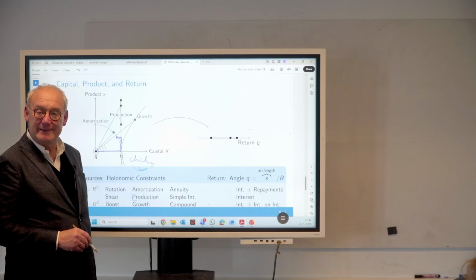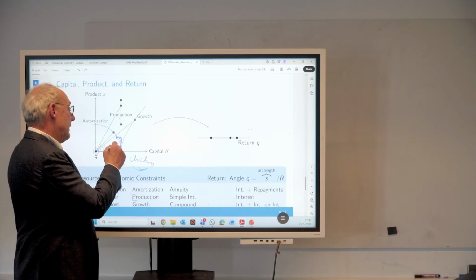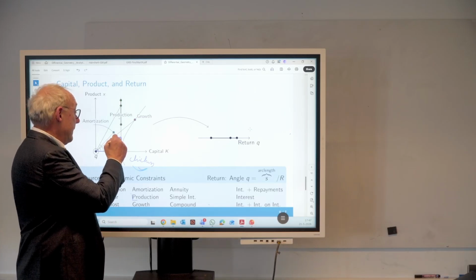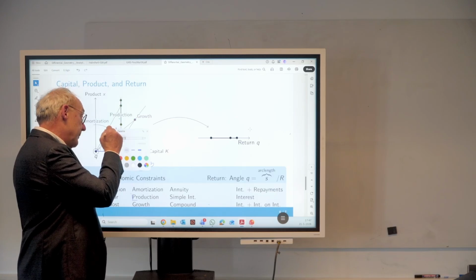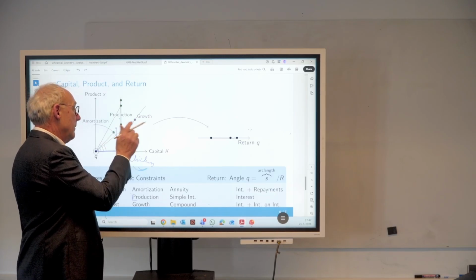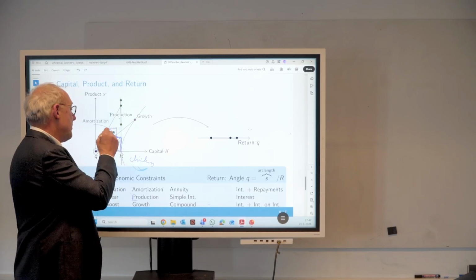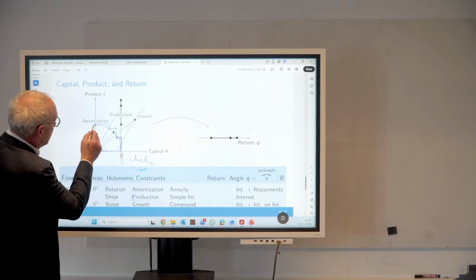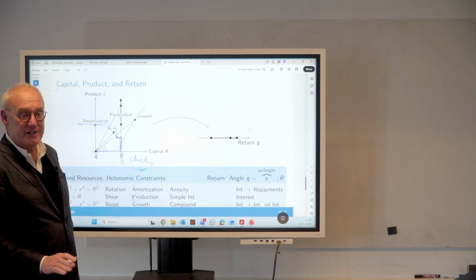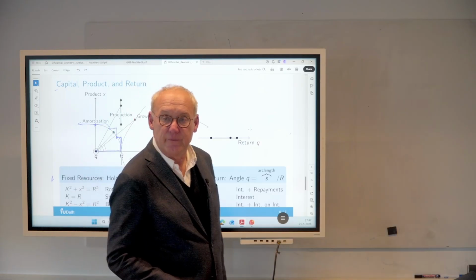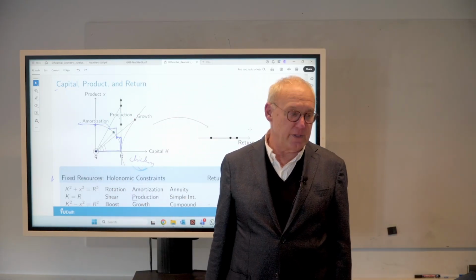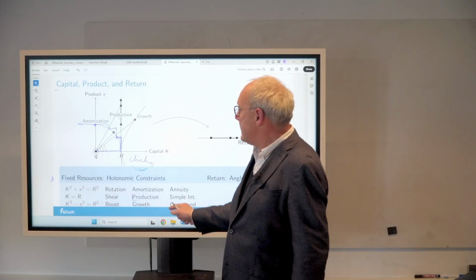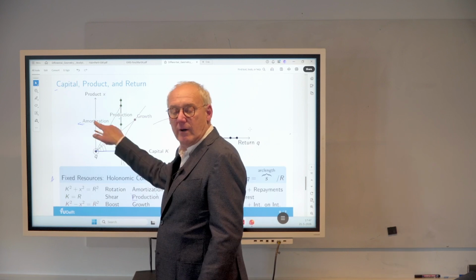Then you have a little lower loan, so you pay a little bit less interest, and you can pay off a little bit more of the loan, right? And this process continues until you're here, and you don't have to pay any interest, and the last payment is all amortization. And you've paid off your loan. That's called an annuity.